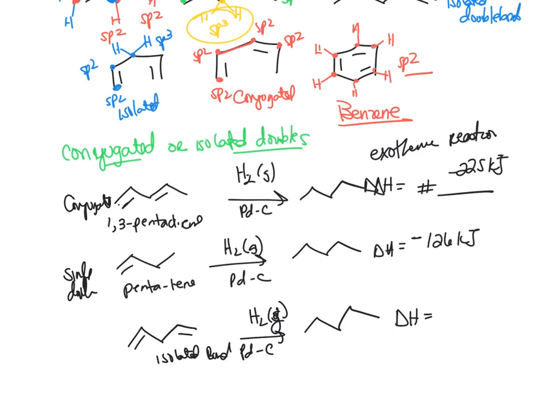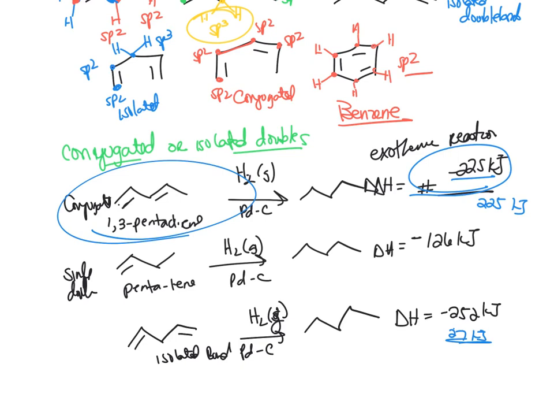The isolated is negative 252 kilojoules. Okay, so this is actually more stable. It only takes 200 and it gives up 225 kilojoules, where this one's 252. So you're looking at about 27 kilojoules more stable, having a conjugated system when you're comparing that with an isolated.